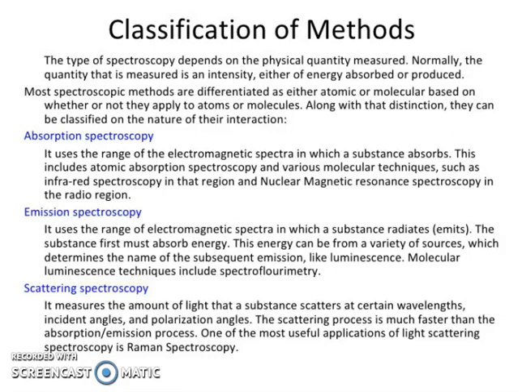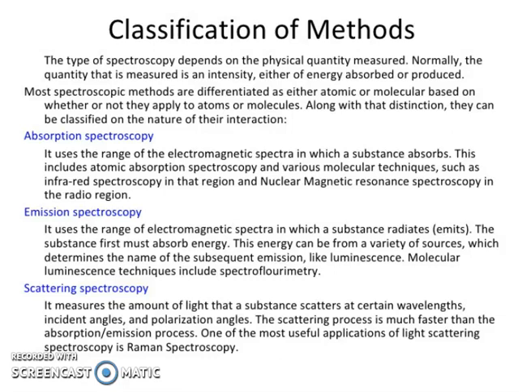Absorption spectroscopy. It uses the range of electromagnetic spectra in which a substance absorbs. This includes atomic absorption spectroscopy and various molecular techniques, such as infrared spectroscopy in that region, and nuclear magnetic resonance spectroscopy in the radio region.